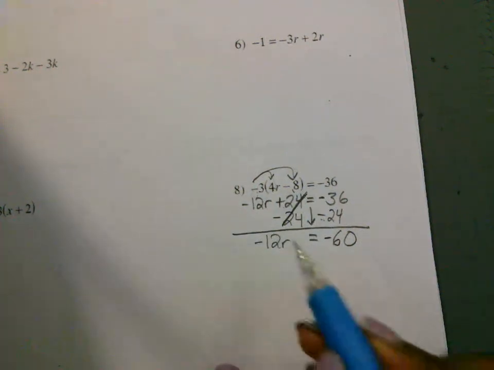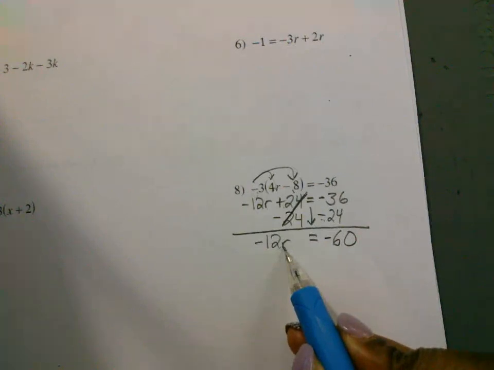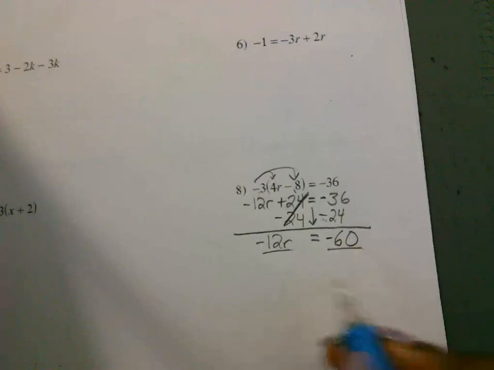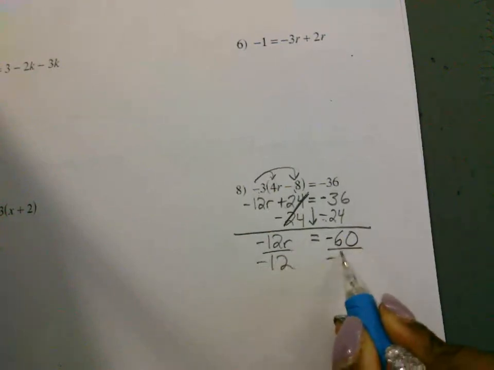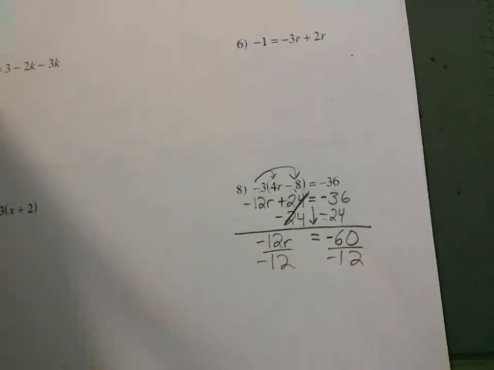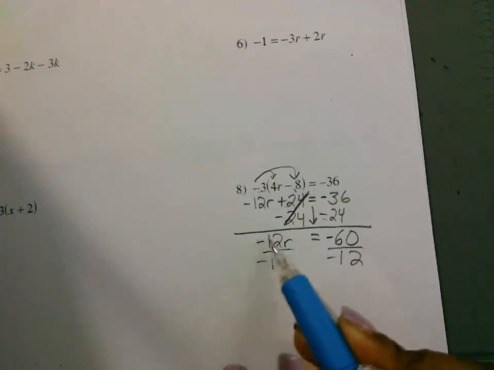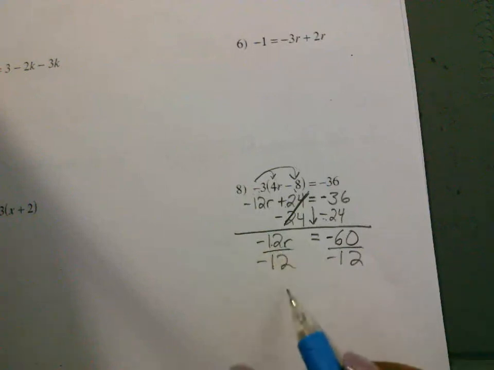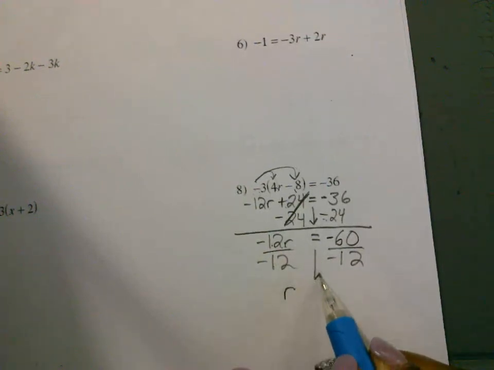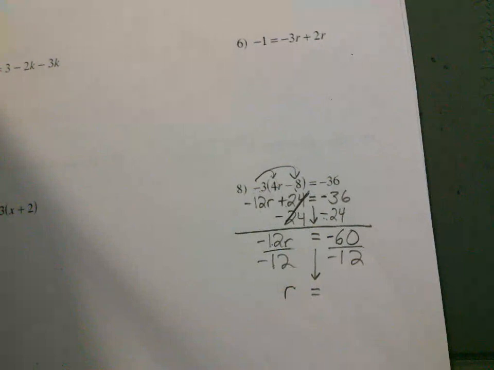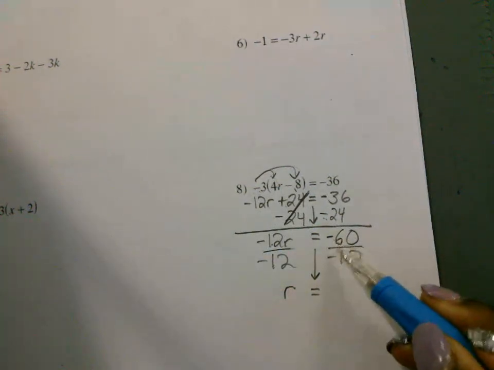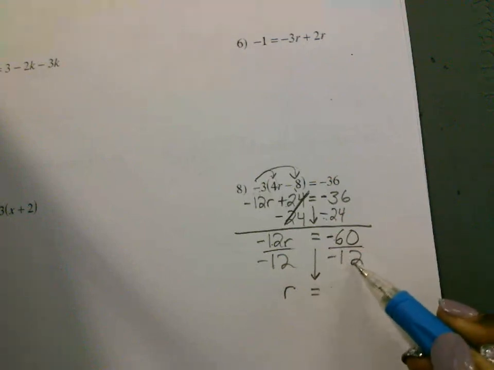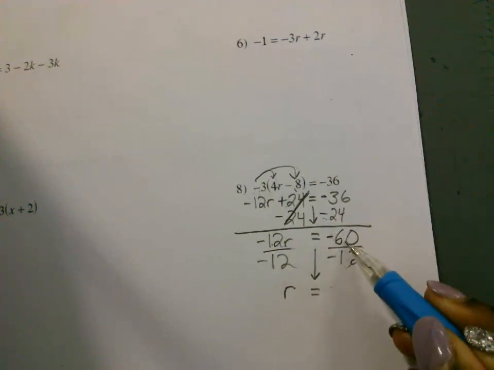Now what are we going to do to get R by itself? Divide. What are we going to divide both sides by? The negative 12. A negative 12 goes into a negative 12 how many times? Once. So this is 1R or just R. What's a negative divided by a negative? This is a positive. How many times will 12 go into 60? 5 times.